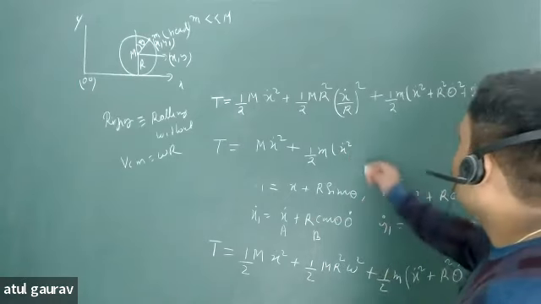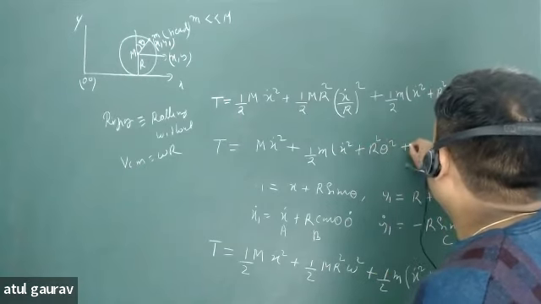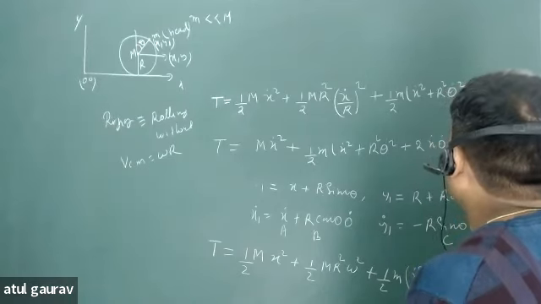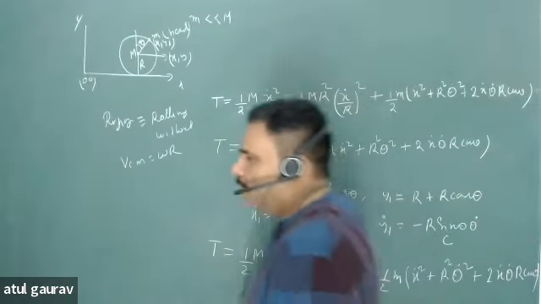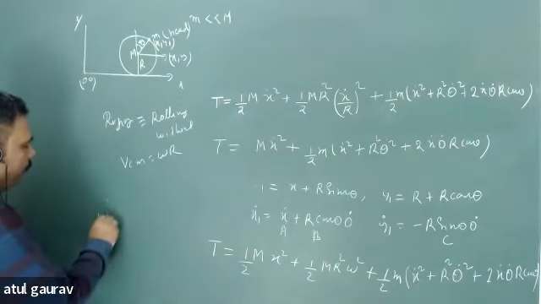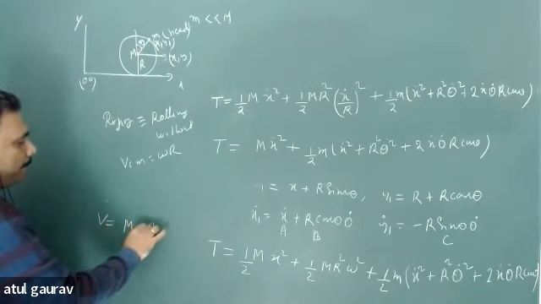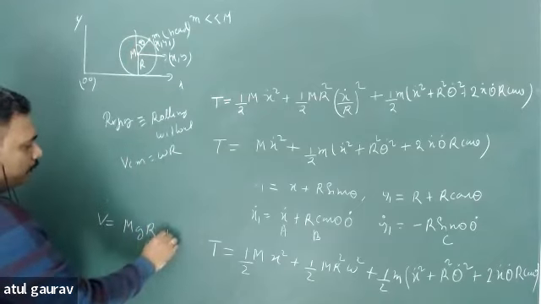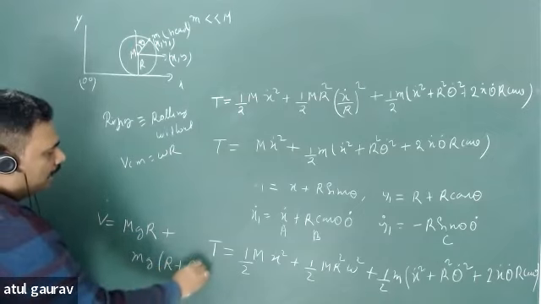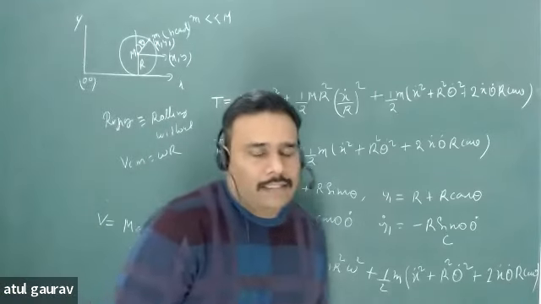ठीक है, सो x dot square plus r square theta dot square plus 2 x dot theta dot r cos theta. So this is your kinetic energy, and then you can write your potential energy. What is your potential energy? सेंटर ऑफ मास के लिए पोटेंशियल एनर्जी mgr, इसके लिए पोटेंशियल एनर्जी प्लस mg (r plus r cos theta). That's it. So you can put it and you can get the answer.